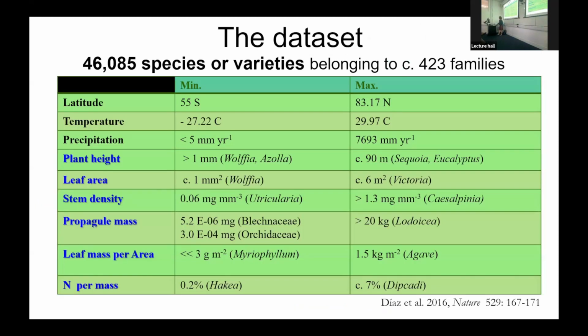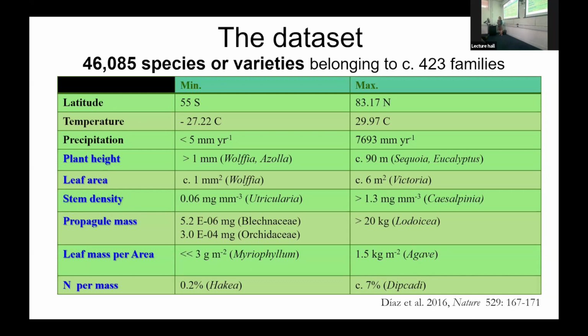So, as I said, we put together this very big data set. Even to this day, this is the largest functional trait data set for empirical data and data at the level of species. Despite the fact that it's so big, it only covers just above 10% of the total number of vascular plant species known to science.